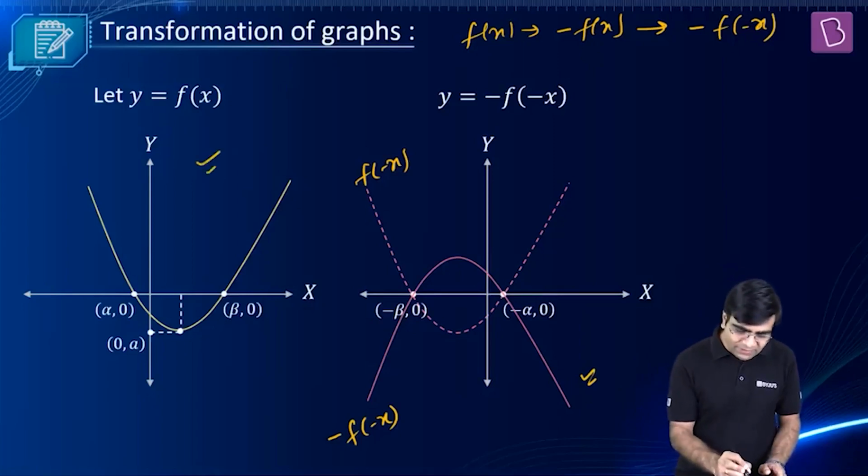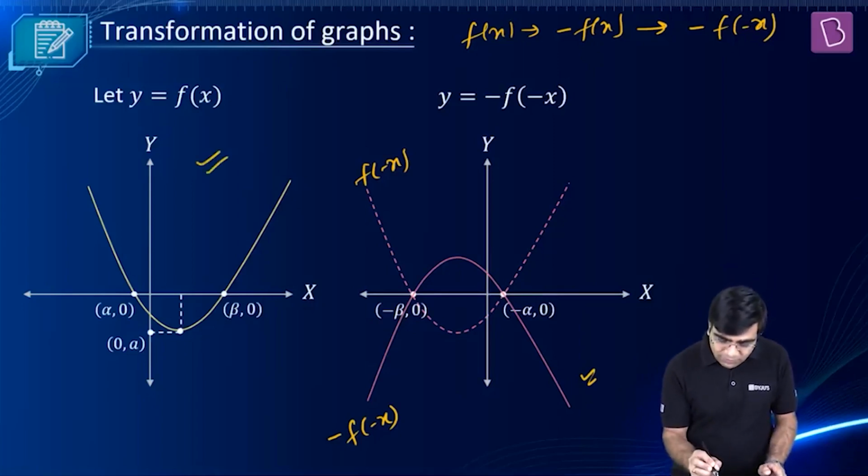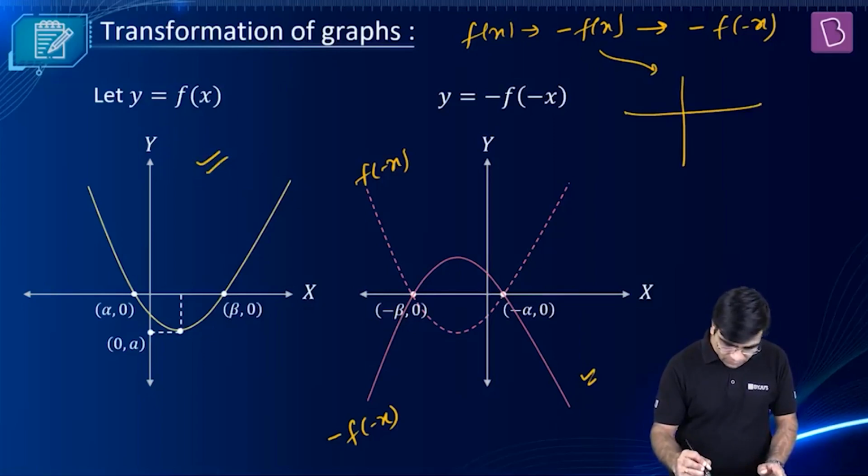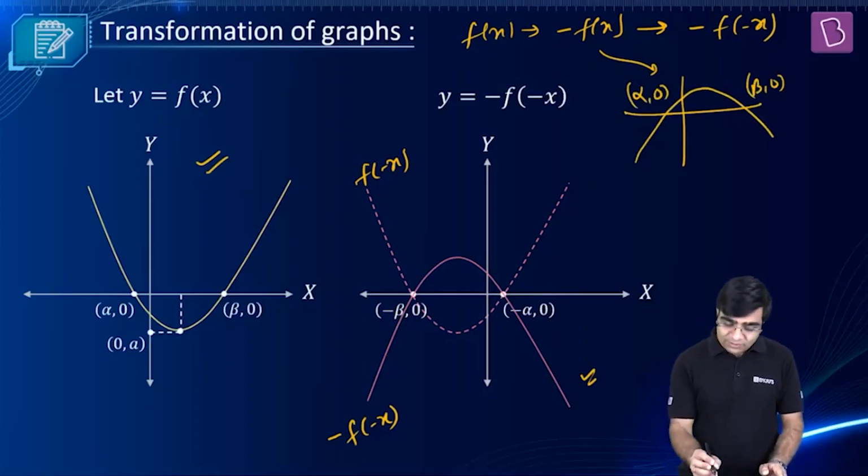So y equal to fx is known to you. Let's say if I want to follow the second path, which is minus fx. So minus fx will look somewhat like this. My graph will eventually become somewhat like this. That is, this will become alpha comma 0. This will become beta comma 0. Right, so this is minus fx.